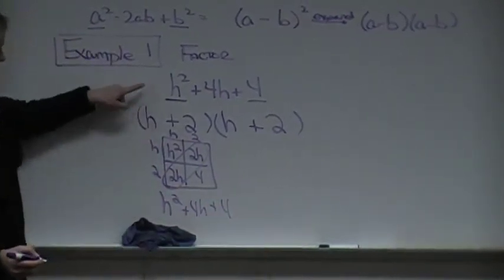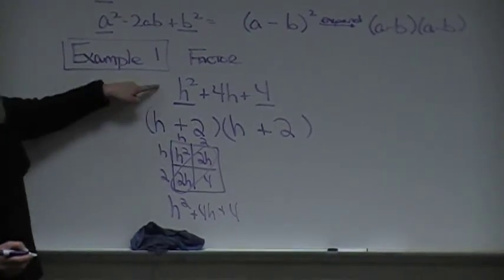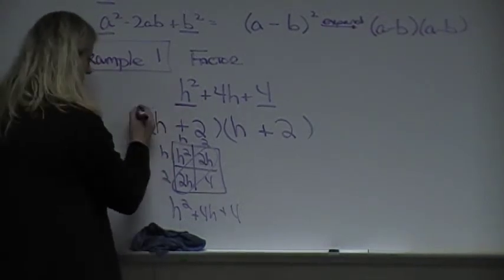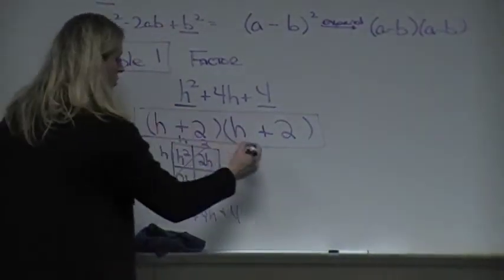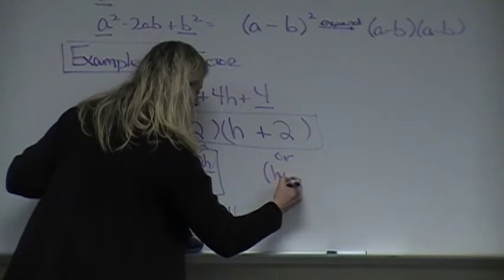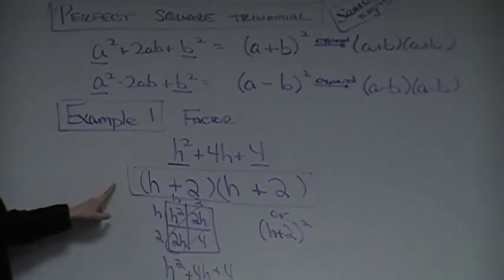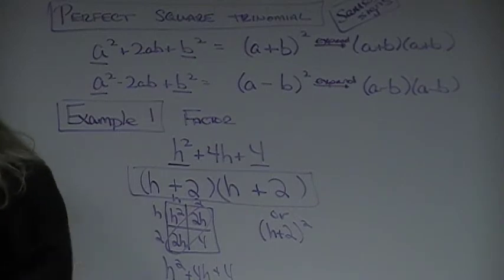And if you notice, by checking it, we did get what we started with, which is h squared plus 4h plus 4. This is a perfect square trinomial that can be factored in this fashion, or h plus 2 squared is the same thing as h plus 2 times h plus 2. Okay? All right, let's try another one of these perfect square trinomials.